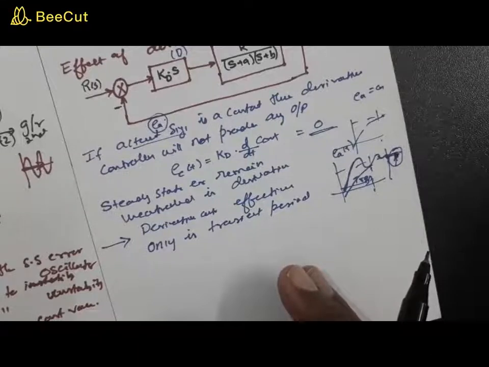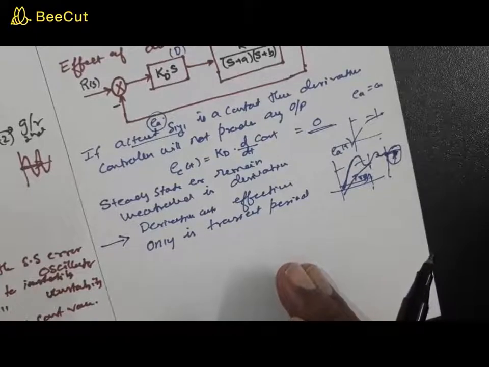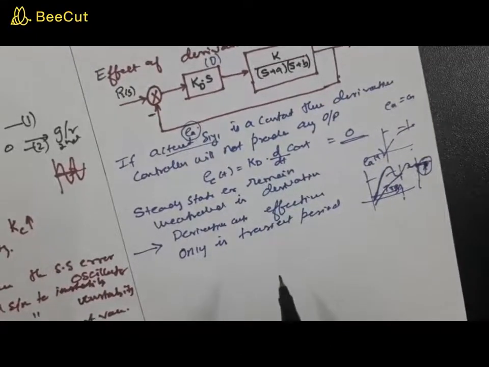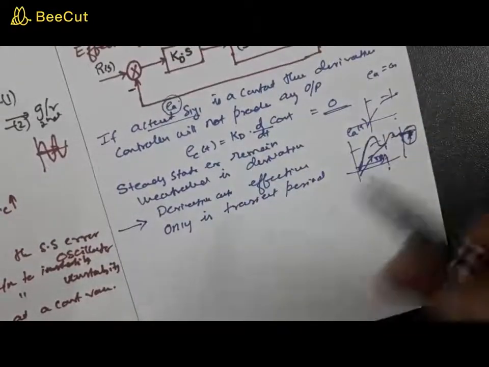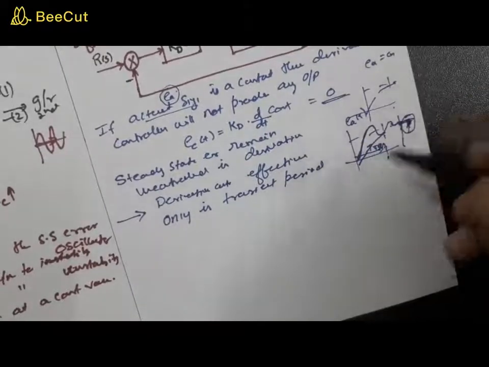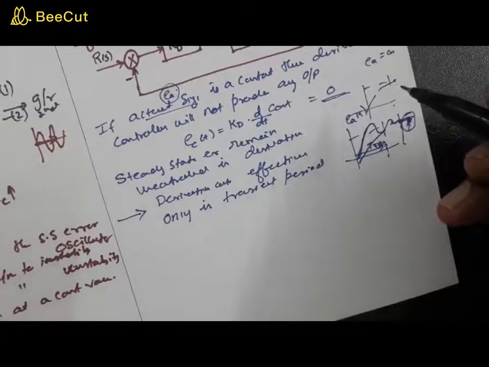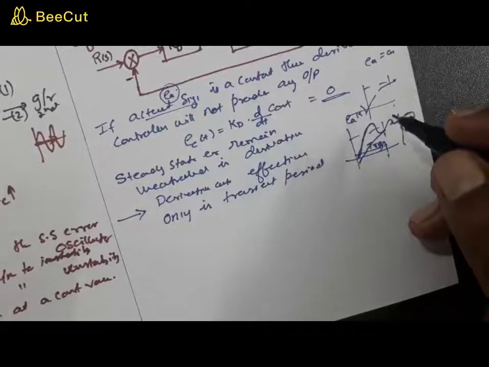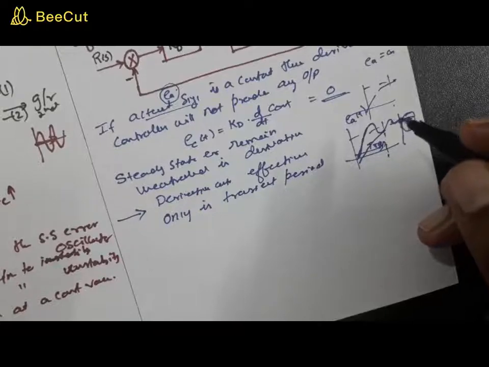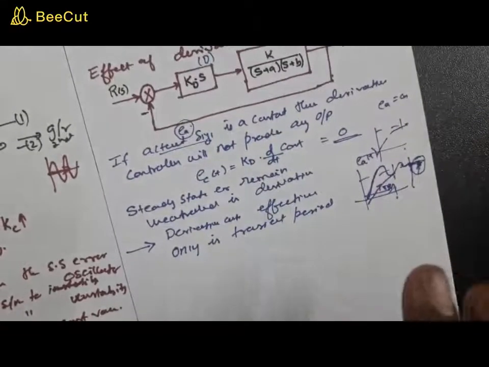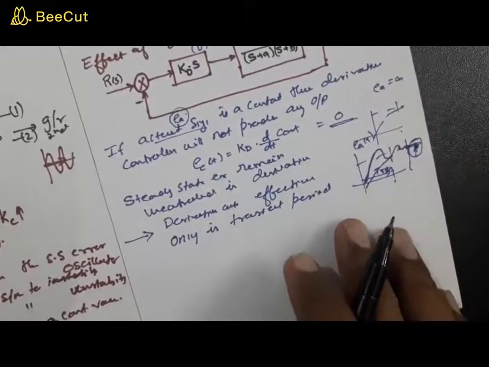That is why it is called the rate controller. Because of this nature, because it is more effective in the transient state, this won't allow the error to become too large. This prevents the error from becoming too large. So that is the meaning of this derivative, and that's the importance of this derivative controller.